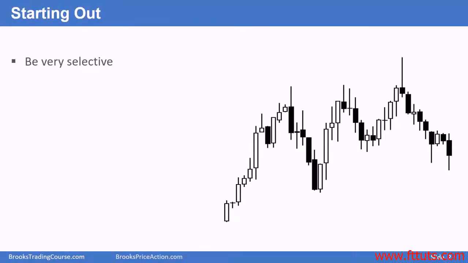When you start out, I think it's better to be pretty selective and look for only the 1 or 2 or 3 best swing trades of the day. Buying low, maybe selling high, buying low, selling high.